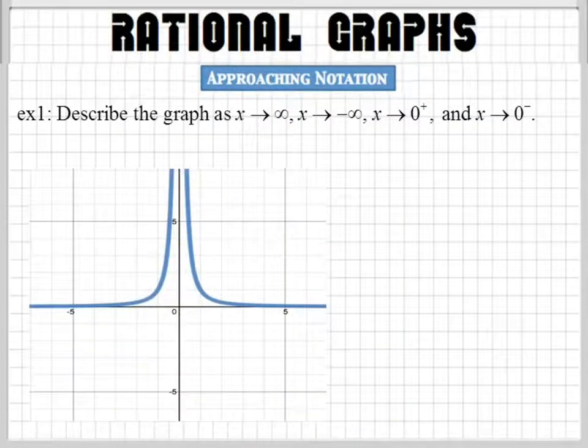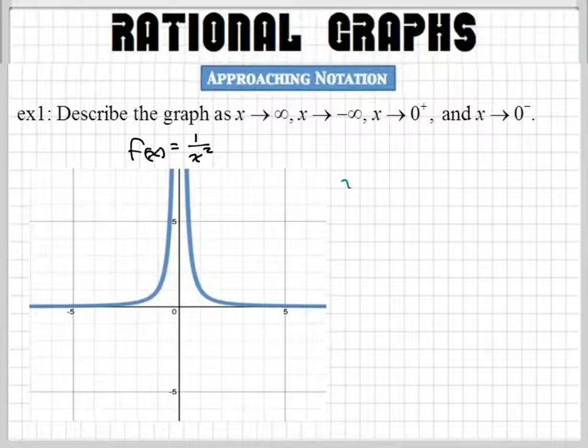Here's another one. This one is 1 over x squared. So this common graph is f of x equals 1 over x squared. Okay, how do we describe these different things? How do we describe the graph as x approaches infinity, negative infinity, 0 from the positive side, 0 from the negative side? Let's write it out.